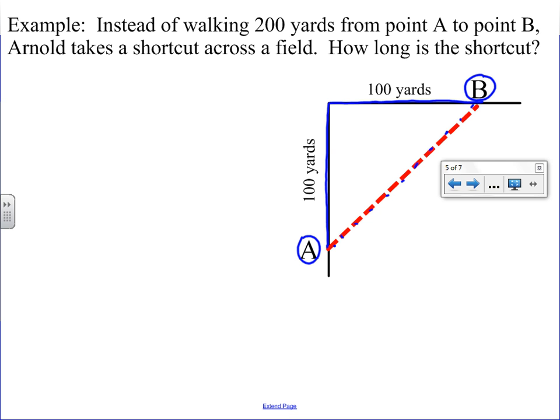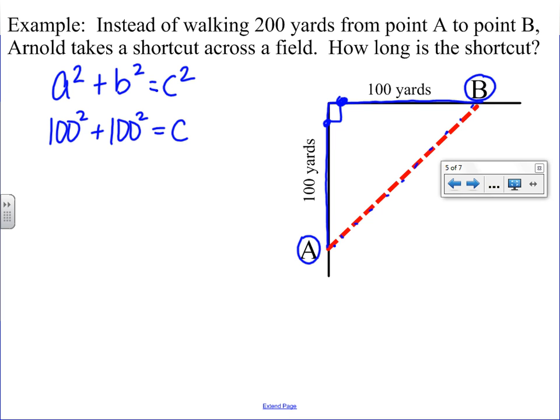Well, right here we can see that we have a right triangle. And whenever we have a right triangle, we can use, I hope you said, the Pythagorean theorem, which is a squared plus b squared equals c squared. So A and B are where that right angle symbol is touching the legs of that right triangle. So we know that A is 100, we'll square it, plus B is 100, we'll square it, equals c squared. That's what we're looking for, this distance here.